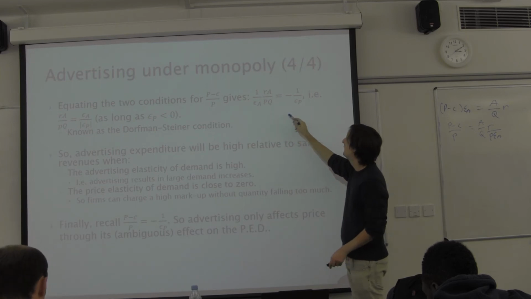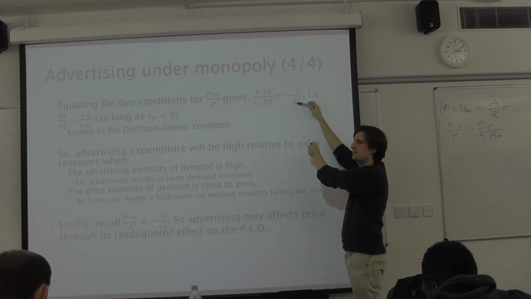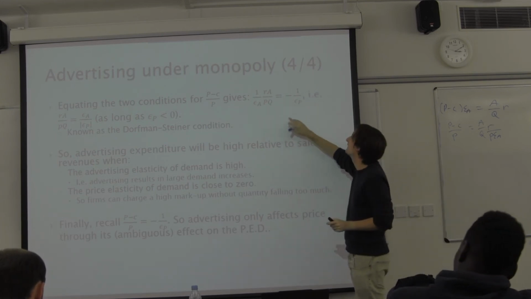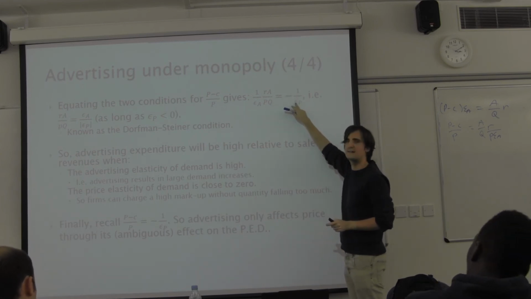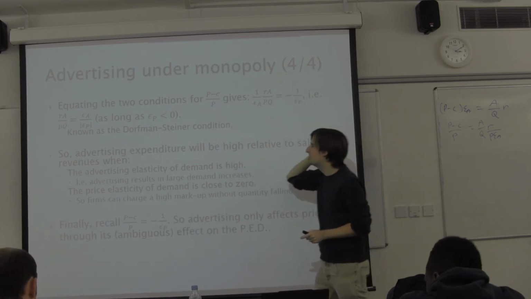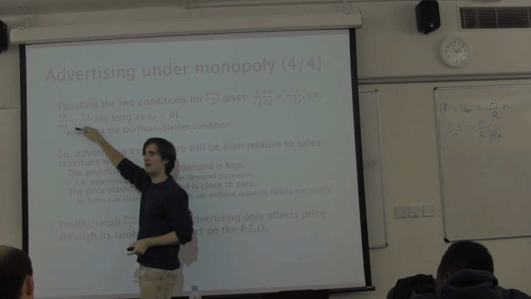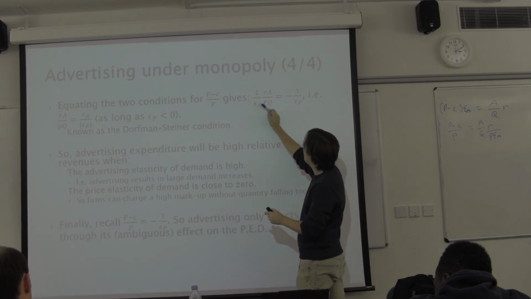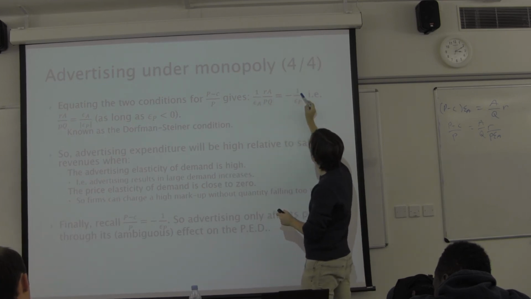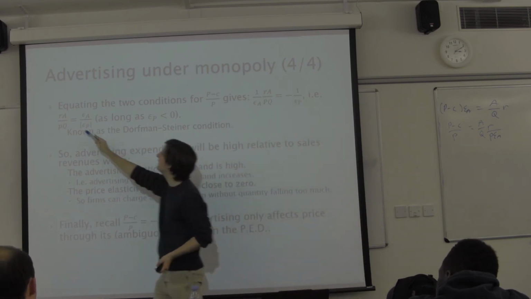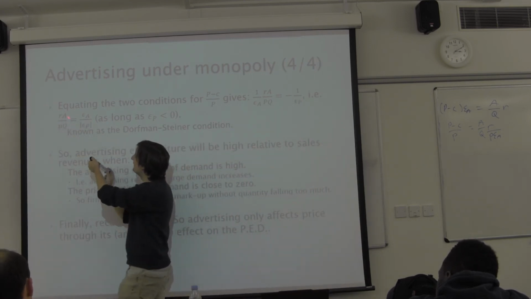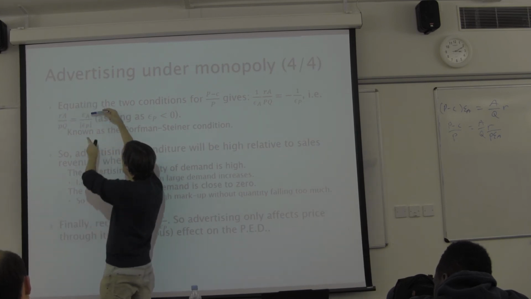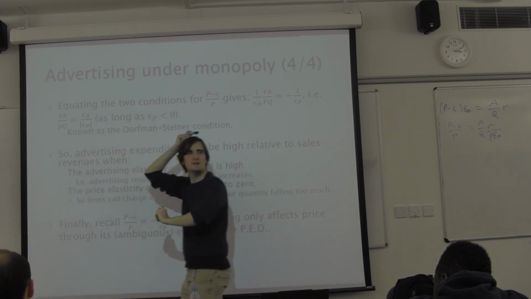Okay. And remember that the price elasticity of demand is always negative. Demand curves slope down, so the price elasticity of demand is negative. So minus 1 over that is going to be something positive, so we can just write it as the absolute value. If we multiply both sides by epsilon A, we have epsilon A over the absolute value of epsilon P is equal to this. So expenditure on advertising divided by revenue should be equal to the ratio of these elasticities.